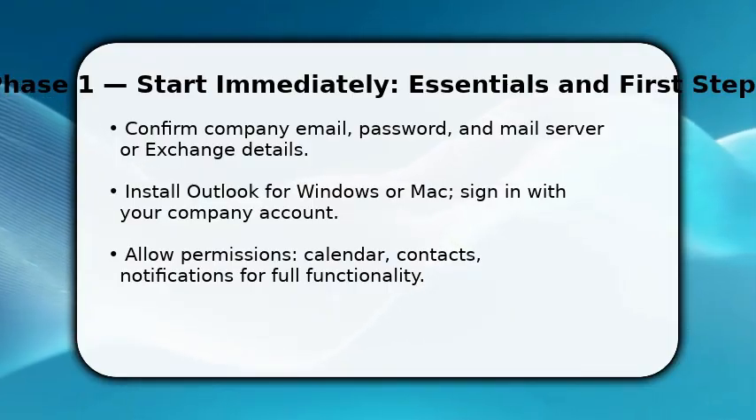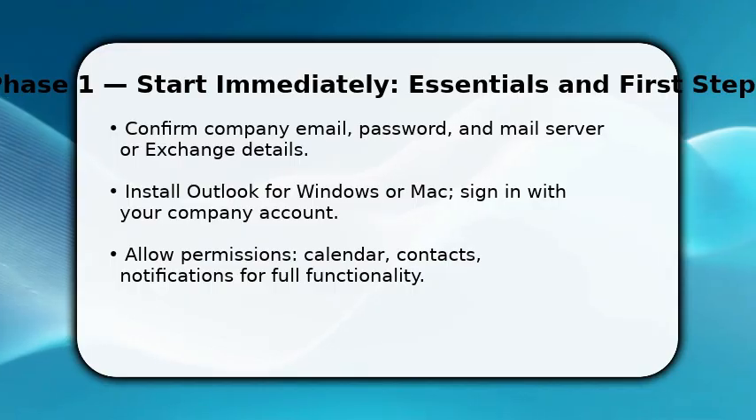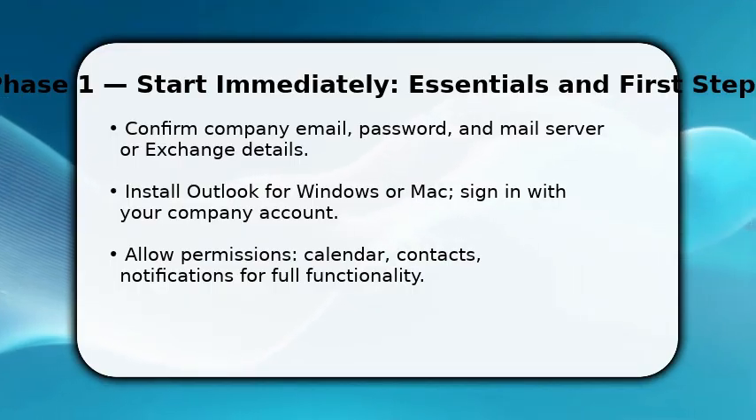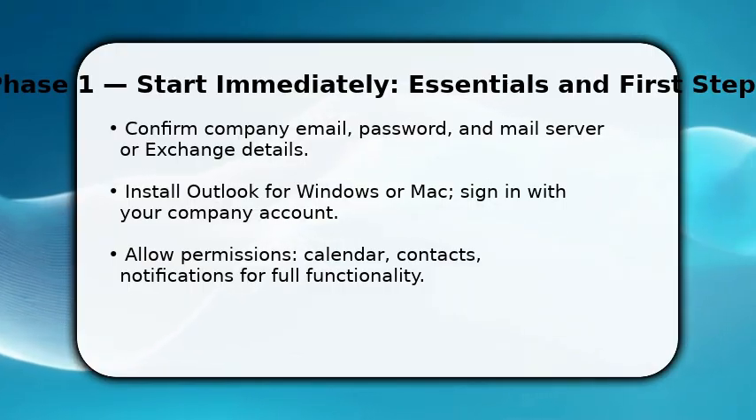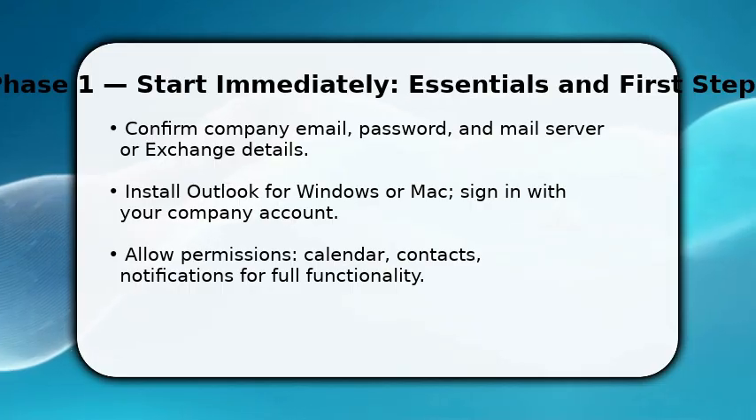You already have credentials and server details. Now begin. Open Outlook and choose Add Account, then enter your company email address. When prompted, enter the provided password and select Exchange or IMAP depending on your IT instructions. If a multi-factor prompt appears, approve on your device. This secures access. Once done, make sure to grant permissions for calendar and contacts so synchronization can proceed.